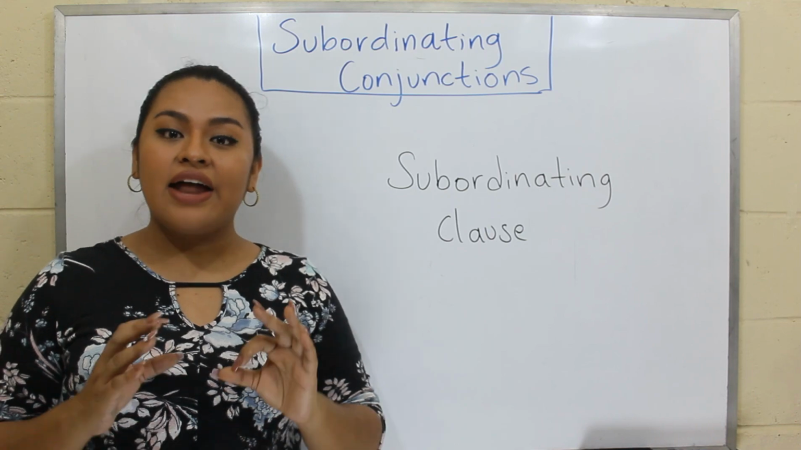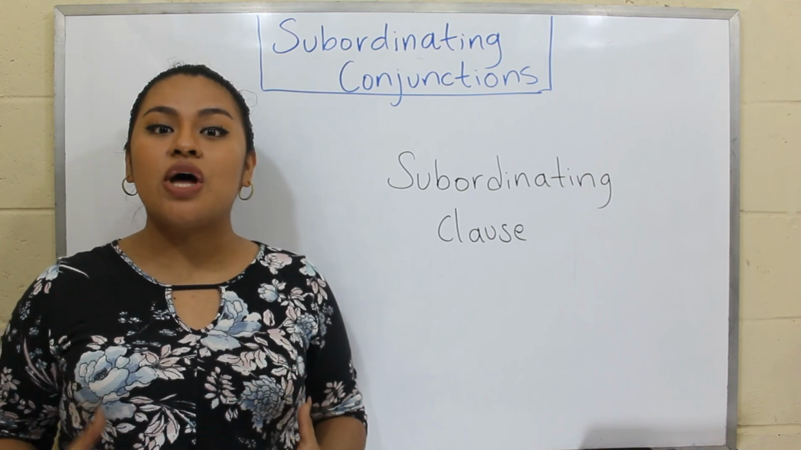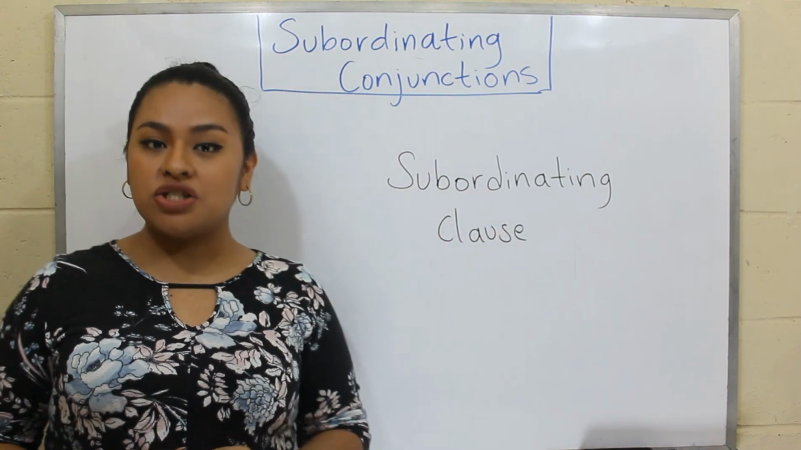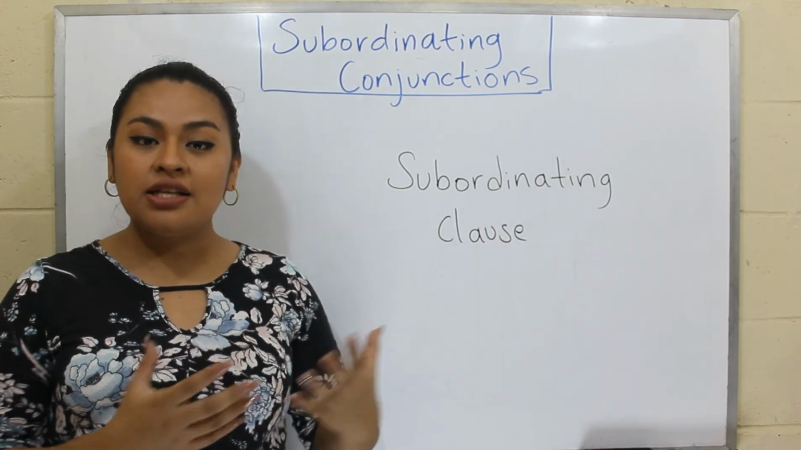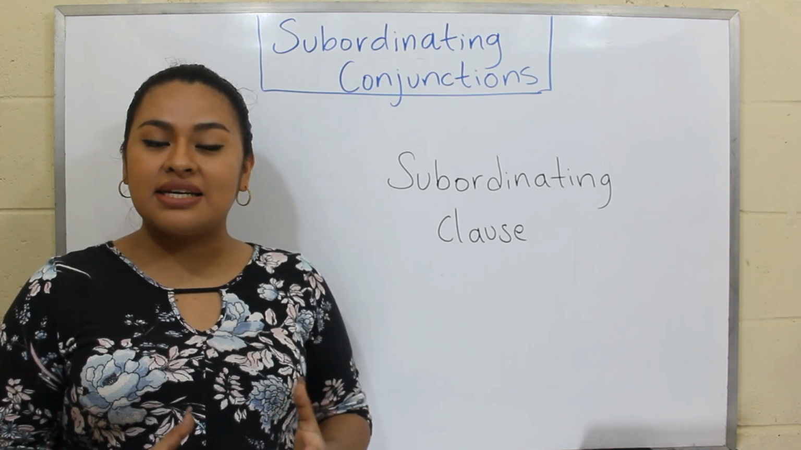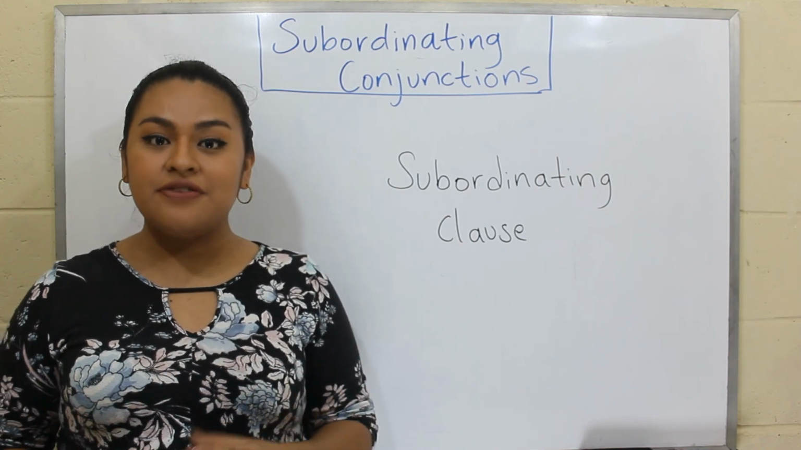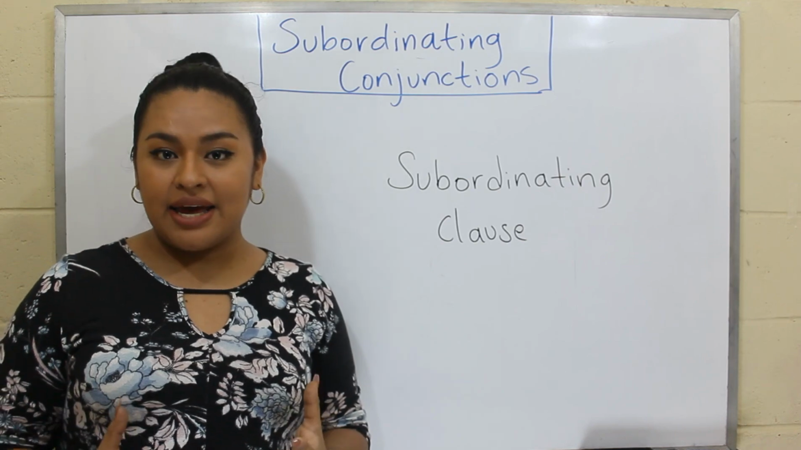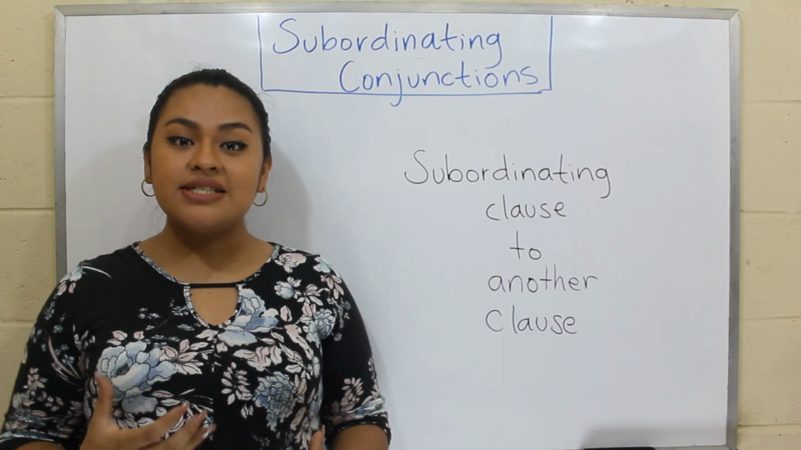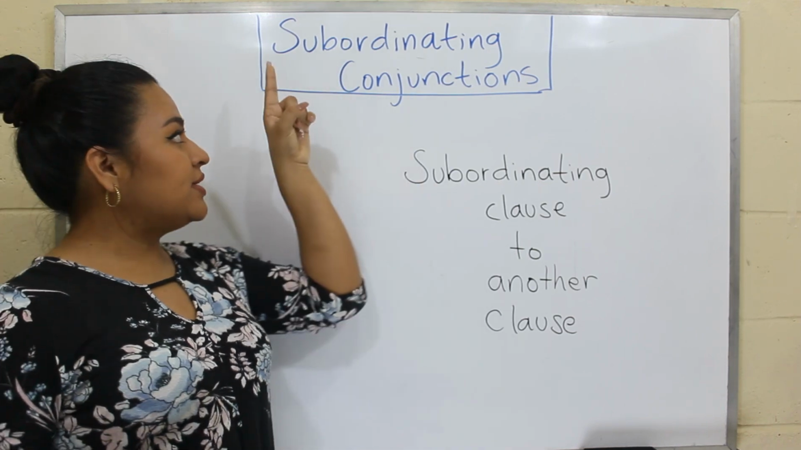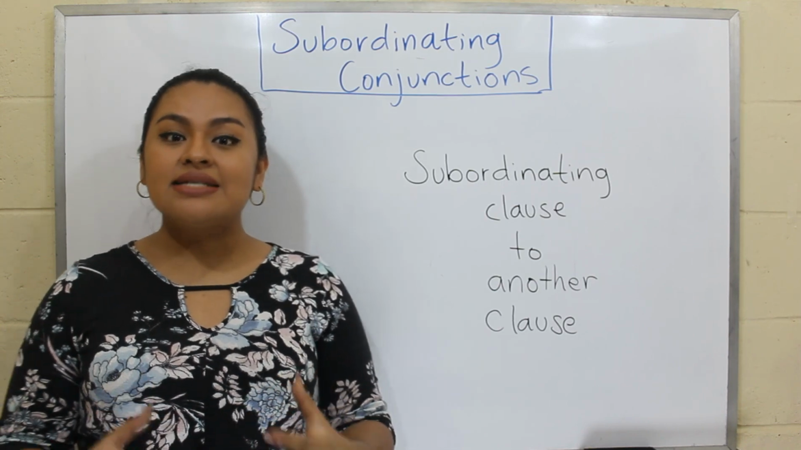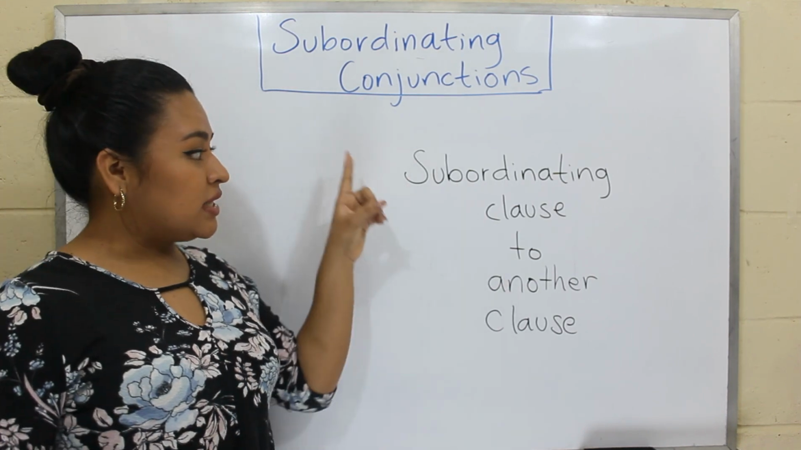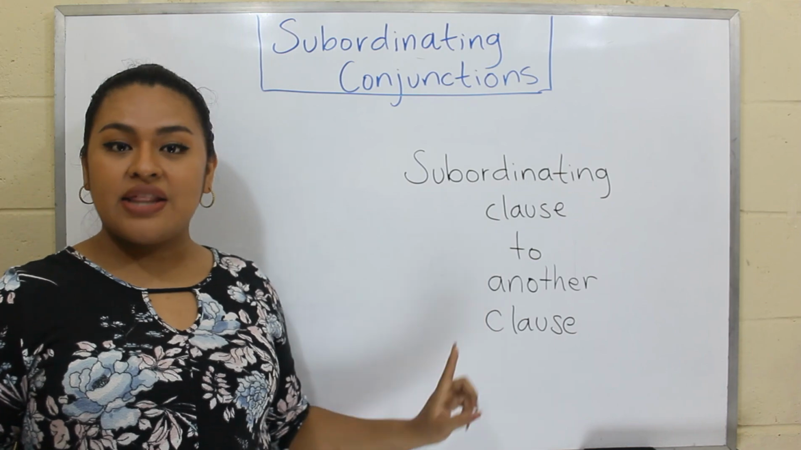In addition, another important piece of information that we must know when studying subordinating conjunctions is subordinating clauses. A subordinating clause is a part of a sentence that adds additional information to the main idea or the main clause. And finally, the last term that we must know about is subordinating conjunctions. A subordinating conjunction is a word that joins the subordinating clause to another clause.